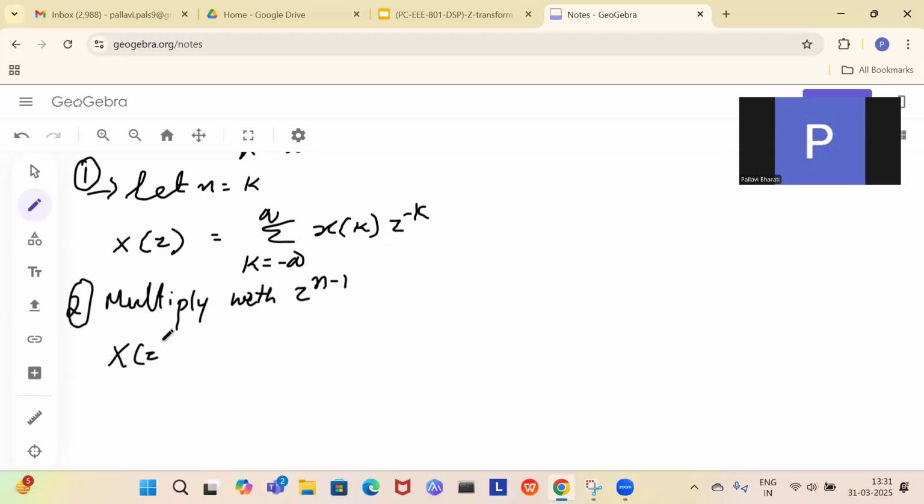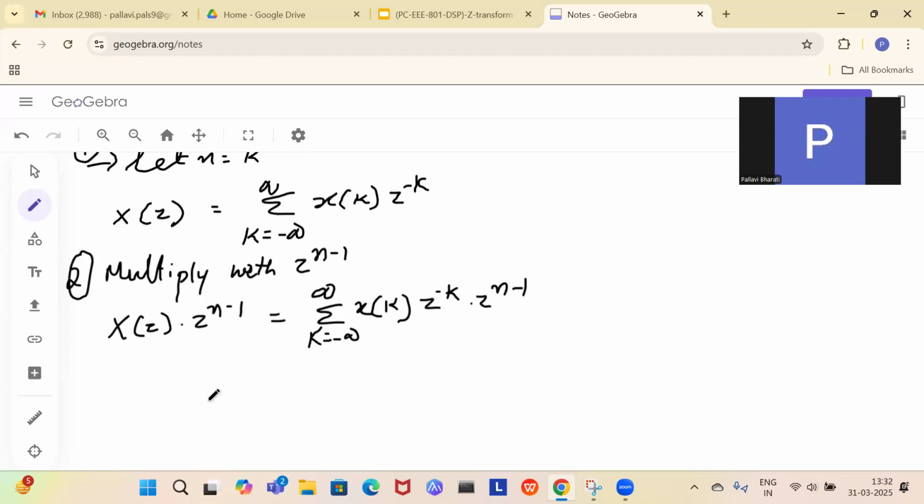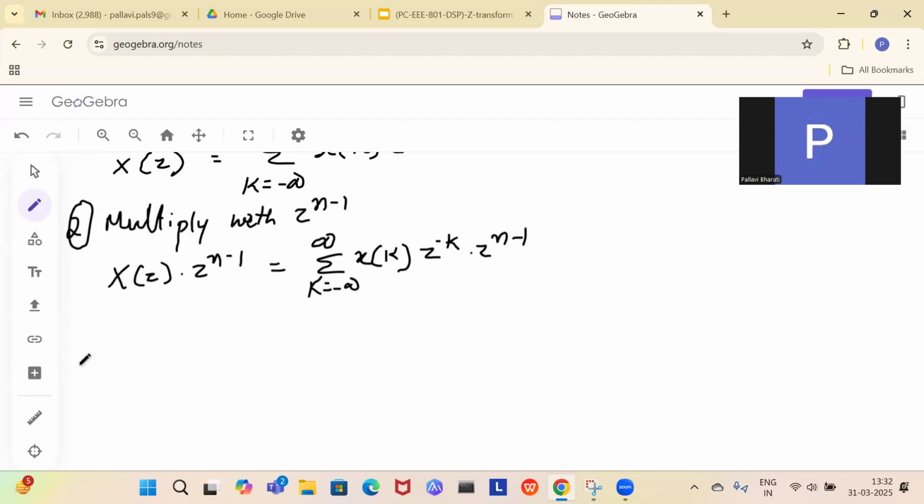So X(z) into z to the power n minus 1 is equal to the summation over k equals minus infinity to infinity of x[k] z to the power minus k into z to the power n minus 1. So this becomes z to the power n minus 1 minus k. Now the third step is I'm going to integrate on both sides.